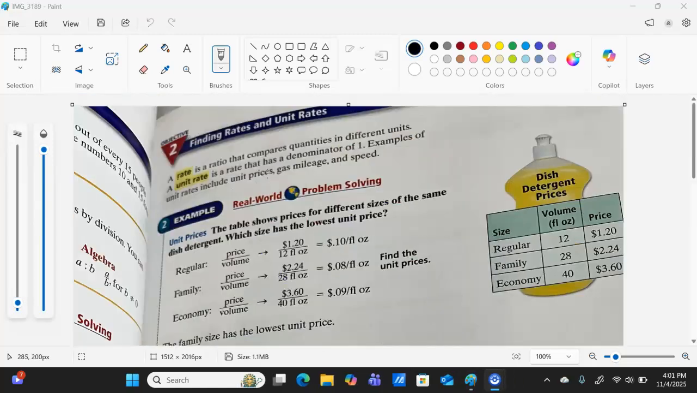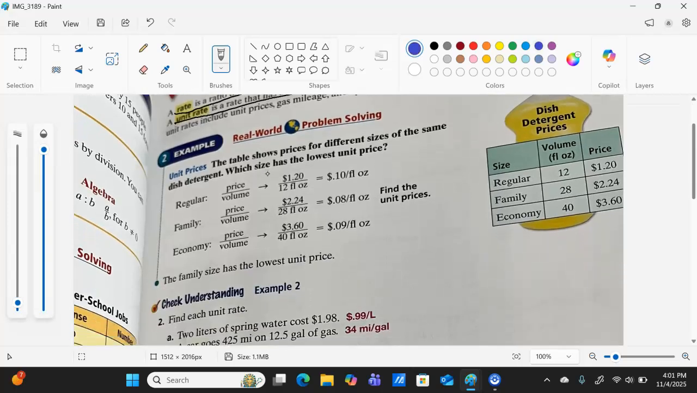And then moving on to the next page, they define rate here. A rate is a ratio that compares quantities with different units. Specifically, we're going to find the unit rate, which is one that has a denominator of 1. So when you look at these, right here, regular is $1.20 for 12 ounces. So they're going to take that $1.20 and divide it by 12. And remember, when we do division, we put the numerator inside. And so that will go in one time. And then 0, so that's where they got that 10 from.